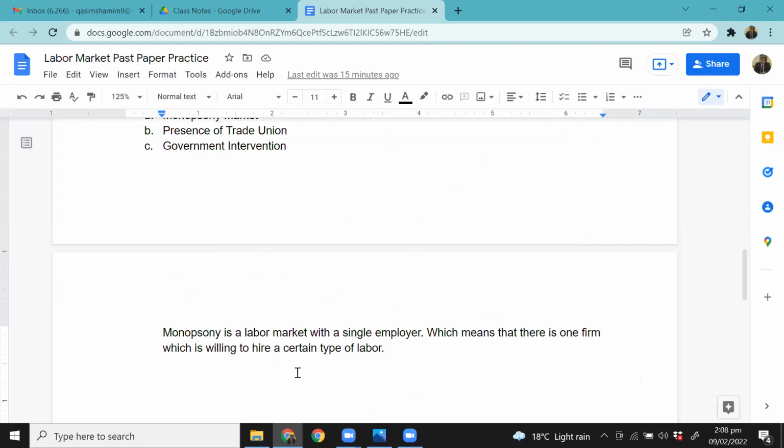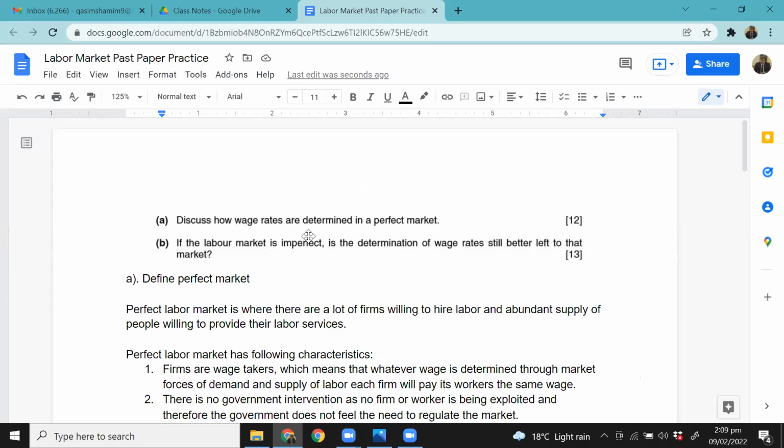In the second case, explain, right? But before we jump on to the other case, you need to tell if that is justified or not, because that's what the question was asking for. If the labor market is imperfect, is the determination of wage rates still better left to that market?